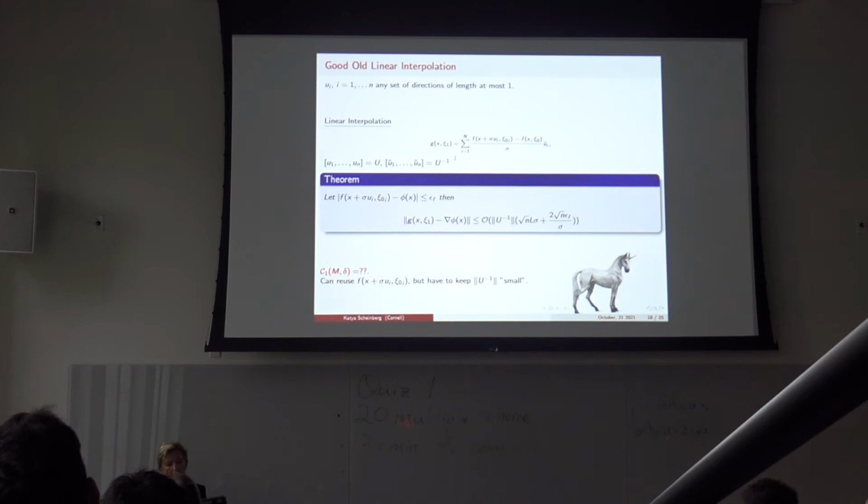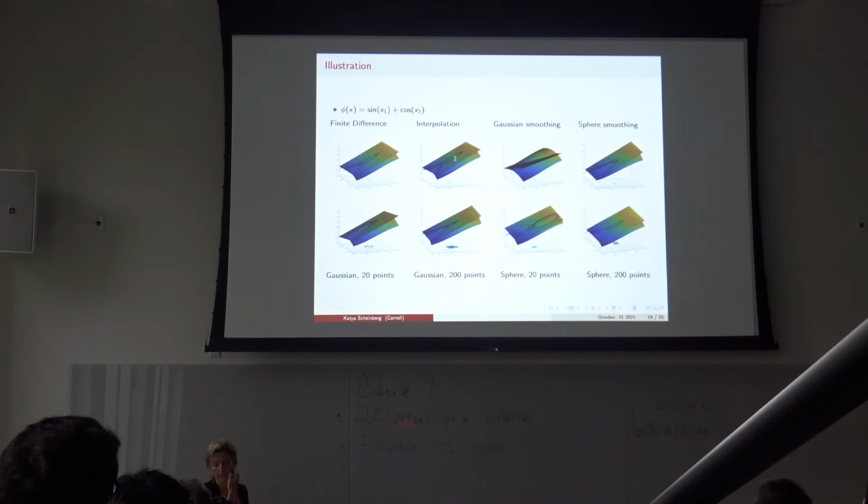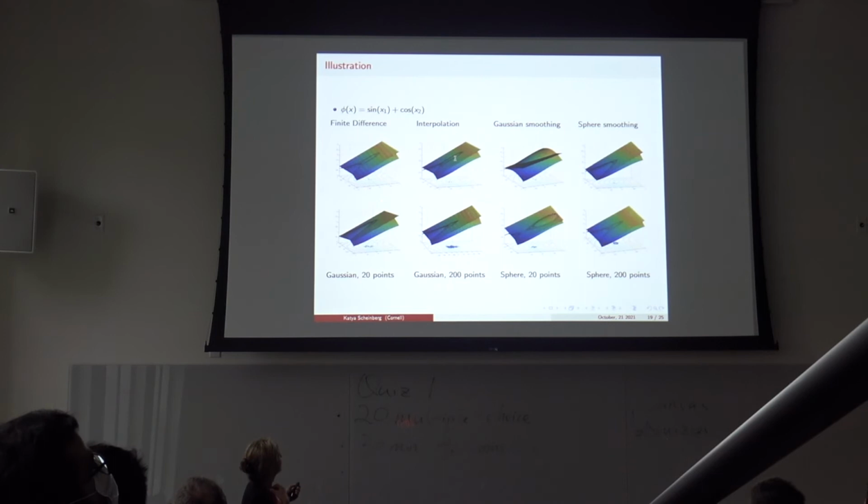Okay, so here is a comparison on a very simple function. I showed you the bounds on the variances, but that was the upper bound. So is it really that bad in practice? And yes, it is. This is the finite difference approximation. This is interpolation. I keep three points here, it's a two dimensional problem. I approximate this very nice function here by a linear function. And these two are very good approximations. This is essentially close to the given function.